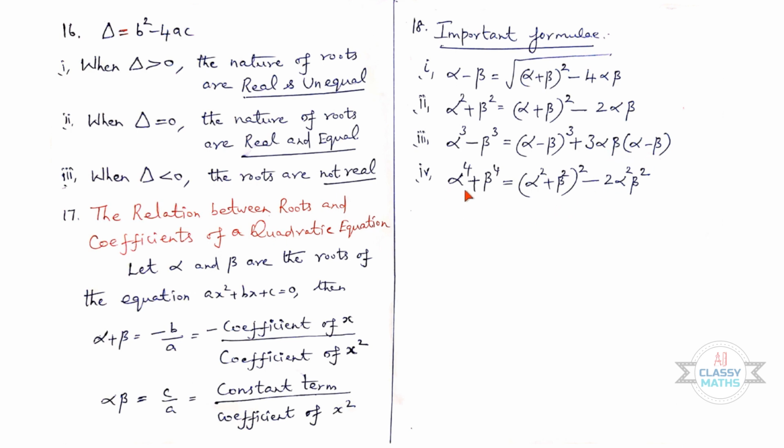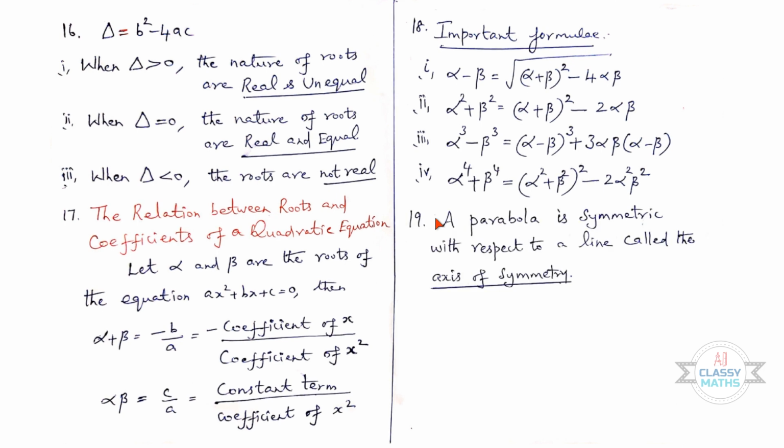Fourth one, alpha power 4 plus beta power 4 is equal to alpha square plus beta square the whole square minus 2 alpha square beta square. In the alpha square plus beta square இடத்துல இந்த second formula replace பண்ணிக்கணும். That will be equal to alpha power 4 plus beta power 4.